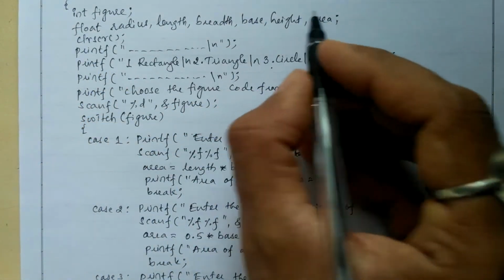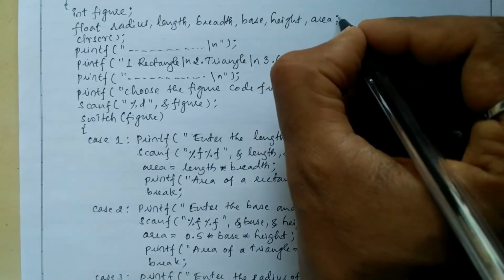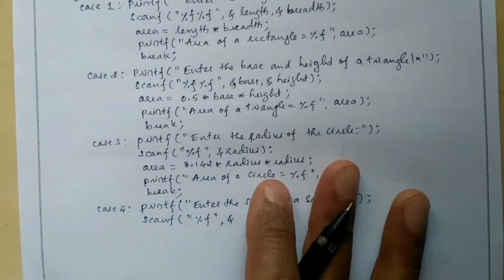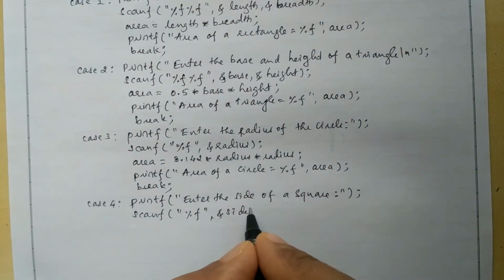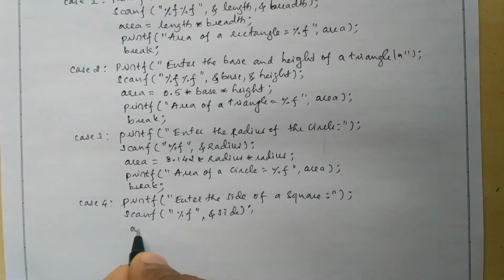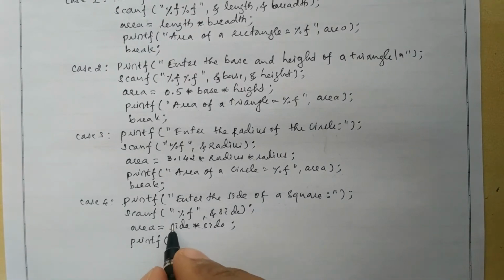one more variable, this one we have forgotten to declare, it seems. Here I am going to write side. Okay, one more variable is required. So next I am going to write here &side, and then I am going to put a semicolon. Then we are going to calculate the area. The area of a square can be written as side into side. So I am going to write side into side, and this calculated value will be stored in the variable called area.